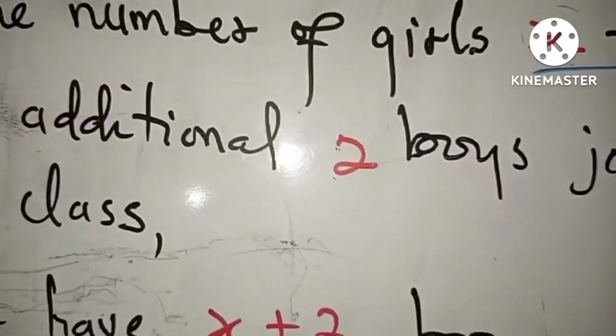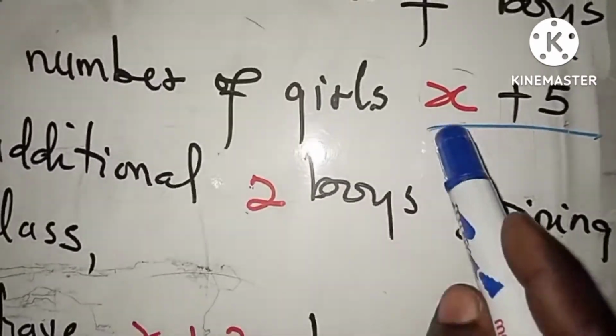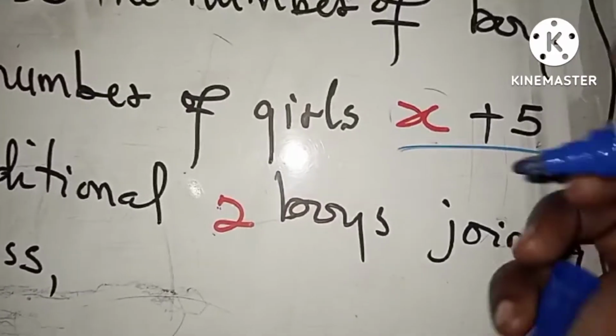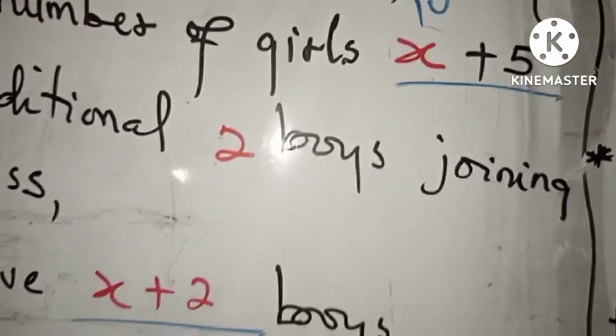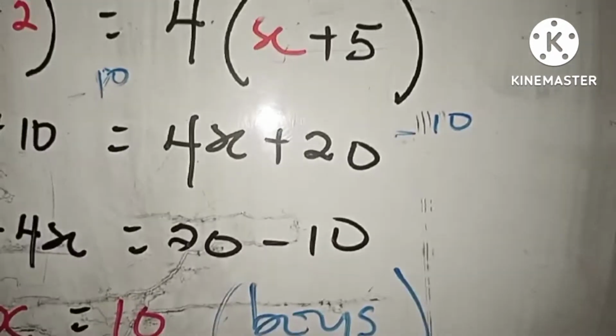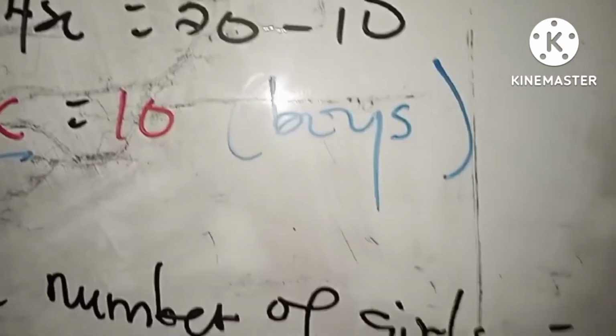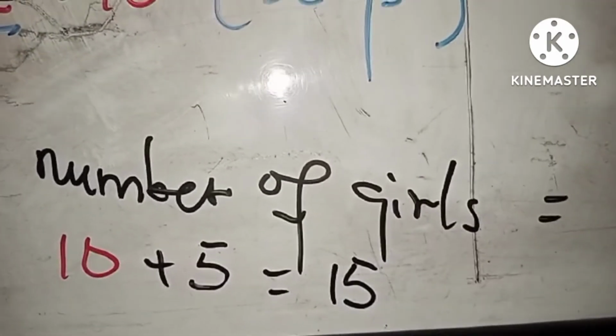Then way back here, you can see that we have the number of girls to be s plus 5, right? So in s plus 5, this s here is 10. So you just need to replace this s by 10. So 10 plus 5 is equal to 15. That's why you have the number of girls to be 10 plus 5, which is 15 girls in that class, right?